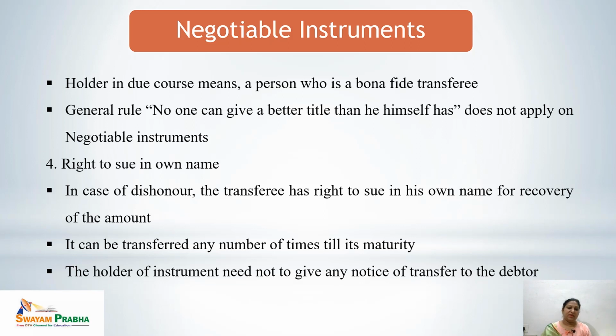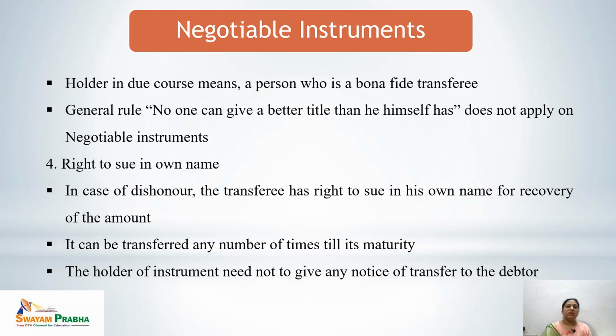Next characteristic is right to sue in own name. In case of dishonor, what is dishonor? Dishonor is when the actual performance is not made, when the actual payment is not made due to any reason. That means the negotiable instrument has got dishonored. So, in case of dishonor, the transferee has the right to sue in his own name for recovery of the amount.